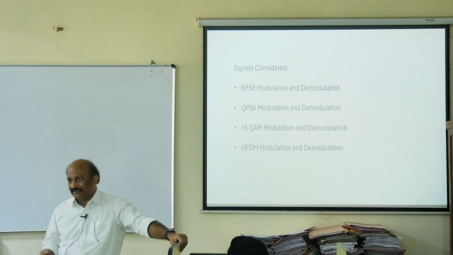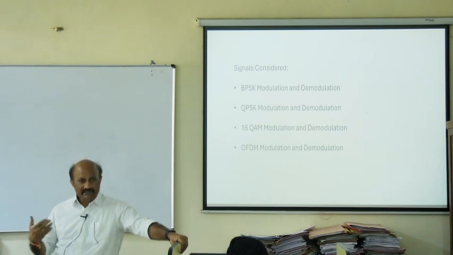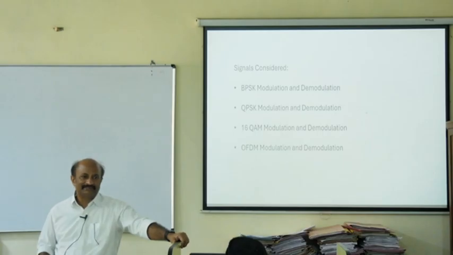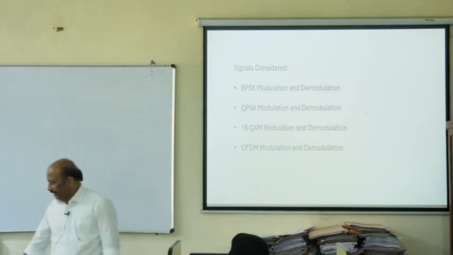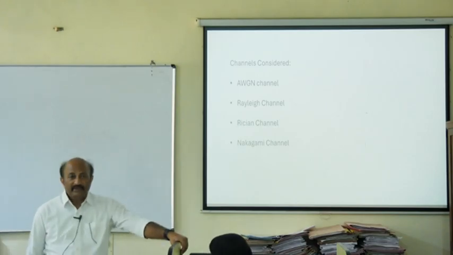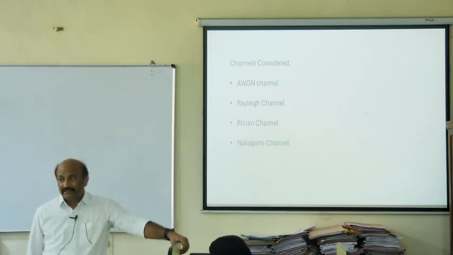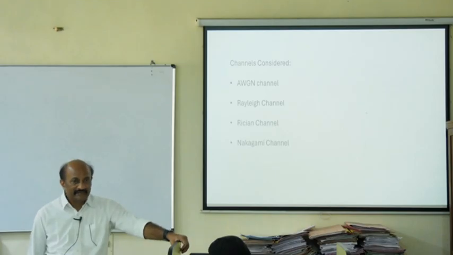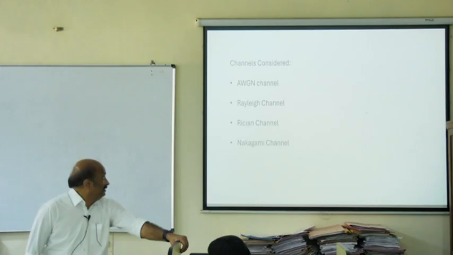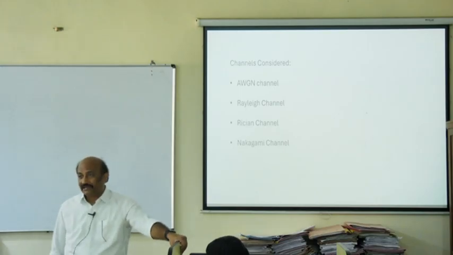We transmit the signal, and then we try to decode it back and see whether the transmitted signal and the decoded signal are the same or not, right? And we pass the signal through 4 different channels. One is the AWGN channel, the second one is the Rayleigh channel, the third one is the Rician channel, and the 4th one is the Nakagami channel.